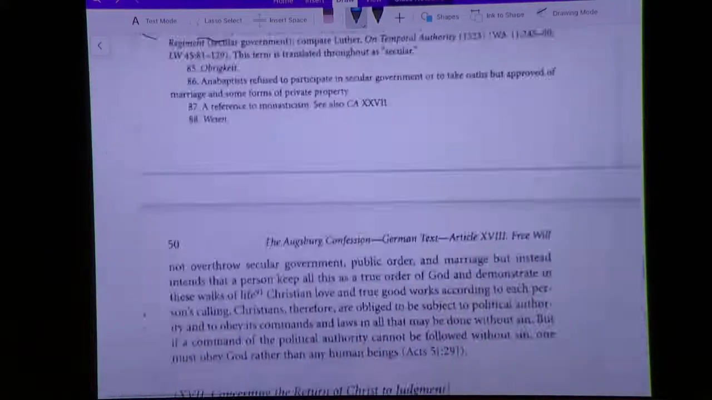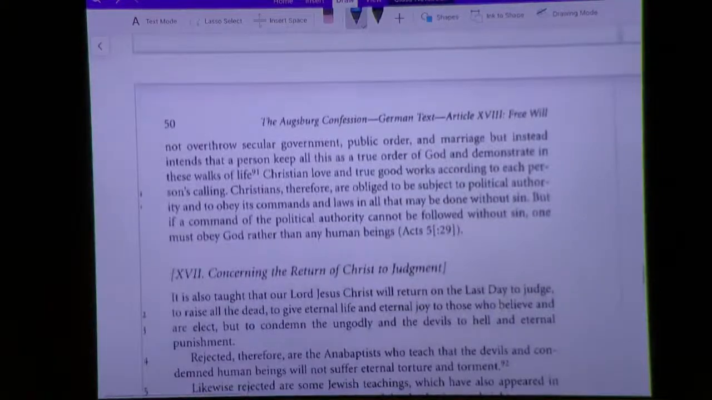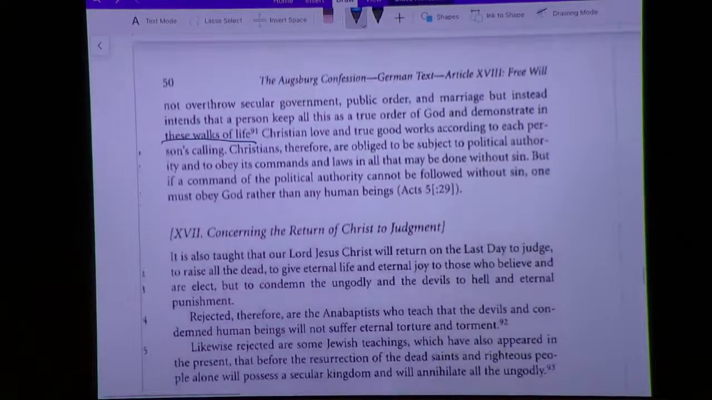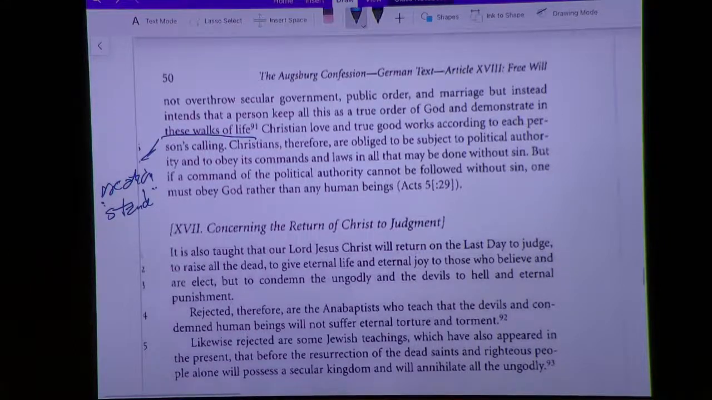The gospel does not overthrow secular government, public order, and marriage, but instead intends that a person keep all this as a true order of God and demonstrate in these walks of life, another key phrase here, the idea of vocation. The German word is Stände, which means the place where God put you. Christian love and true good works according to each person's calling, vocation.